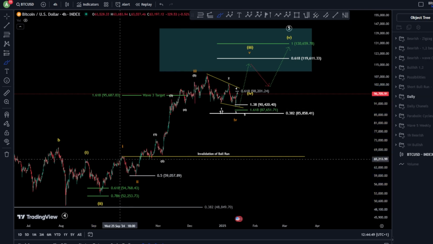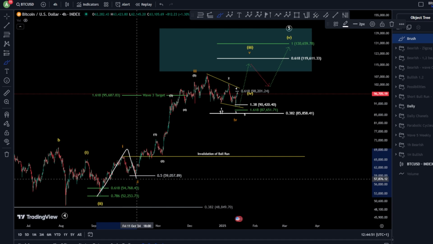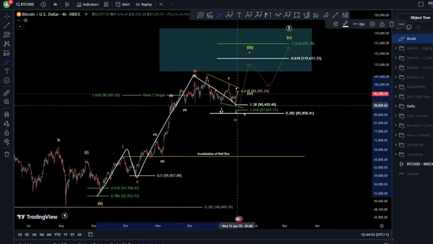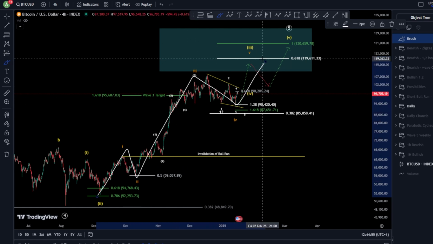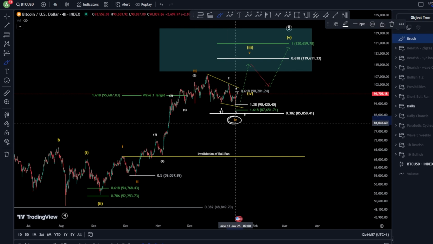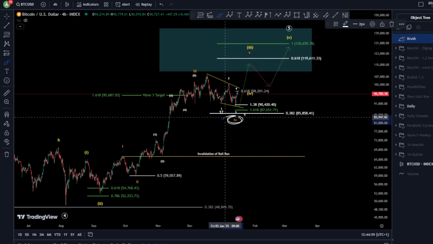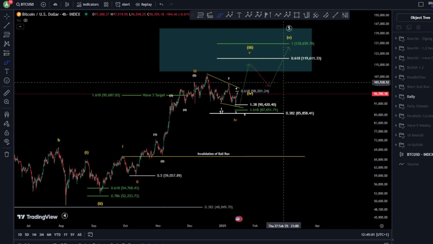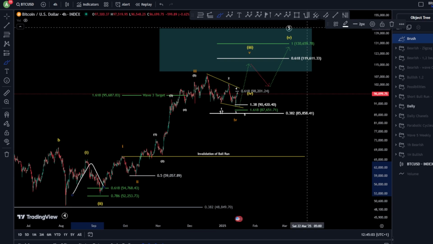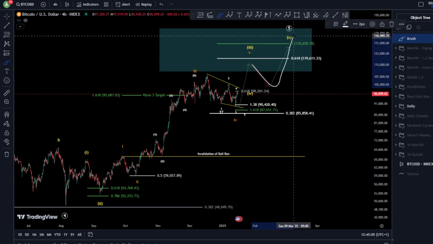We are looking right now at the orange scenario, 1, 2, 3 and then 4 and a 5 continuation toward the upside after bottoming, of course, for wave 4. And of course after this we're still looking for one more 4-5 in the yellow scenario.